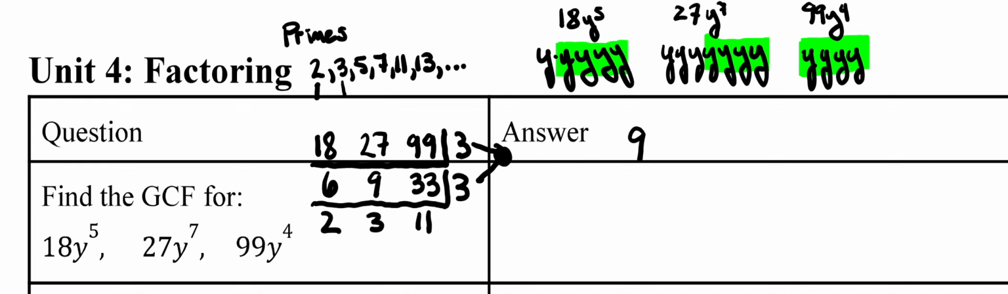And that's it. The 99y to the 4th doesn't have 5 or 7. It just has the 4. So what they have in common is limited by the smallest amount of a factor that they have. And so that's what the GCF is going to be. It's going to be the 9, which we've already determined, and y to the 4th. And that would be the GCF.